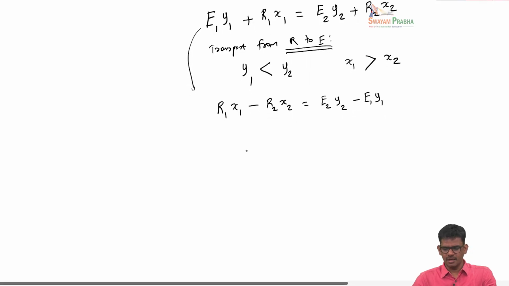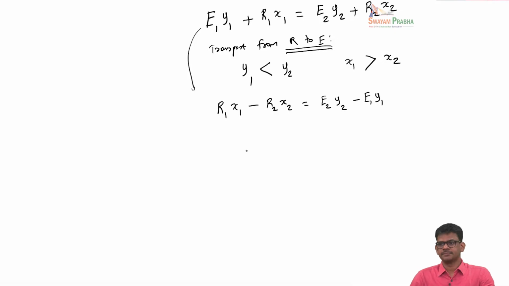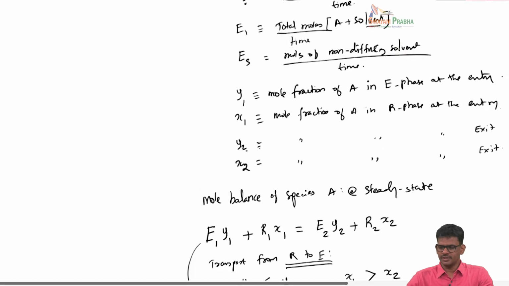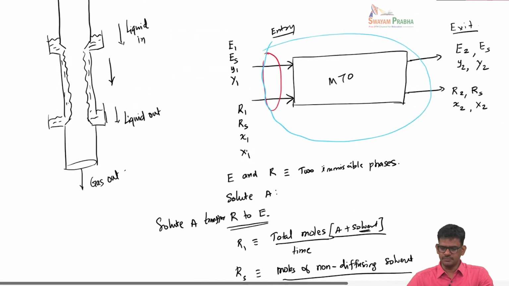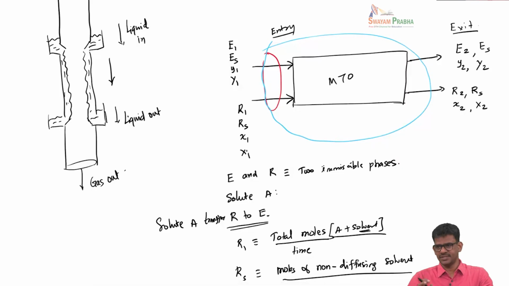Do you think R1 and R2 will be the same? So what is R1 and R2? Let's go back here. R1 is the total molar flow rate including solute A and the non-solute. R2 is the same quantity but at the exit. Will R1 and R2 be the same? Mass is transferring from R phase to E phase. Total molar flow rate is R1 at the entry, and R2 at the exit. How would you compare R1 and R2?